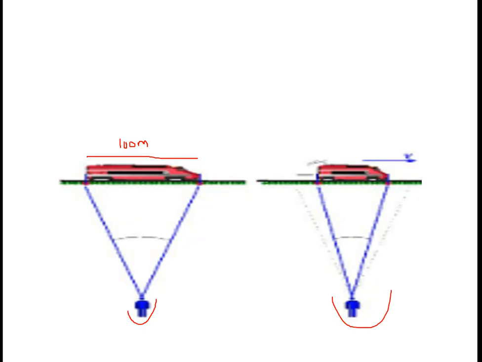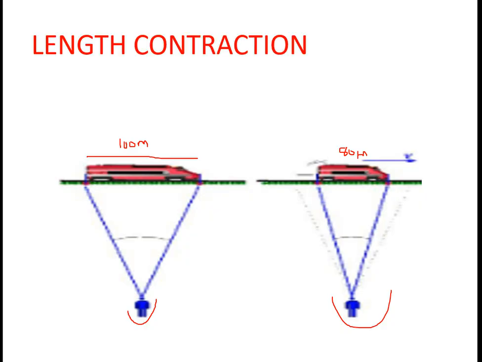that the length, or it will appear to this observer, let me put it that way, that the length of this train is shortened, and as such, this observer might notice the length to be about, let's say, 80 meters, as the case may be. This is what we refer to as length contraction in relativity.